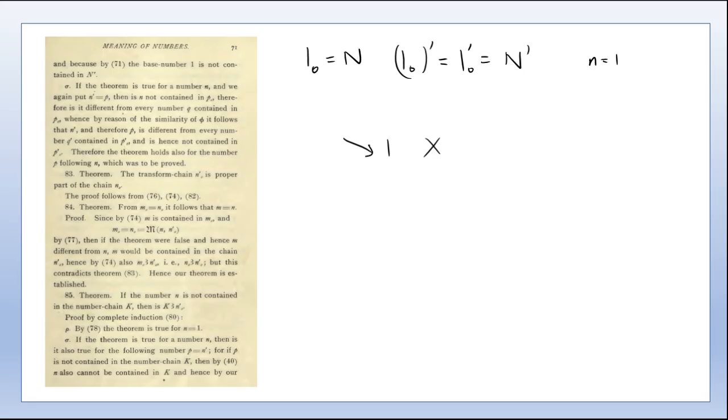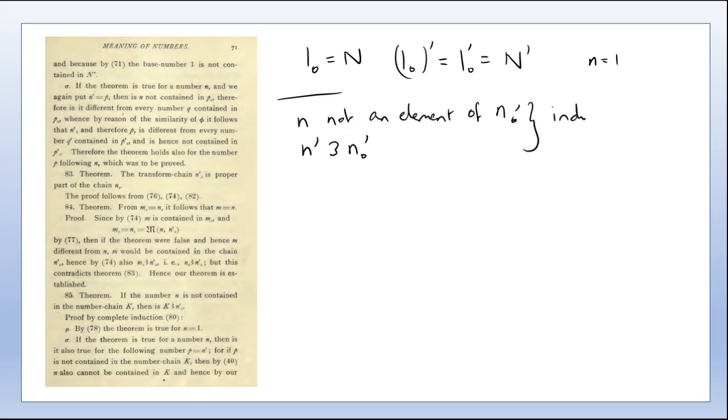Okay, so let's have a look now at the next condition. So if the theorem is true for the number n, so just to make that clear what that means, it's true for the number n. That means that n is not an element of n naught primed, but n primed is an element of n naught primed. So this is effectively our inductive hypothesis.